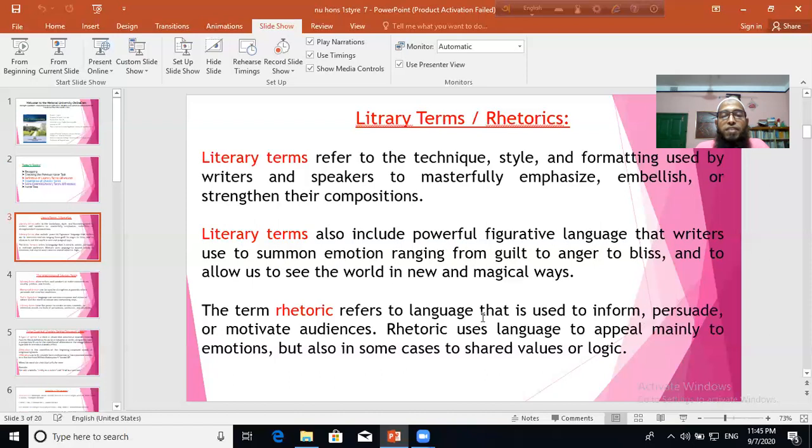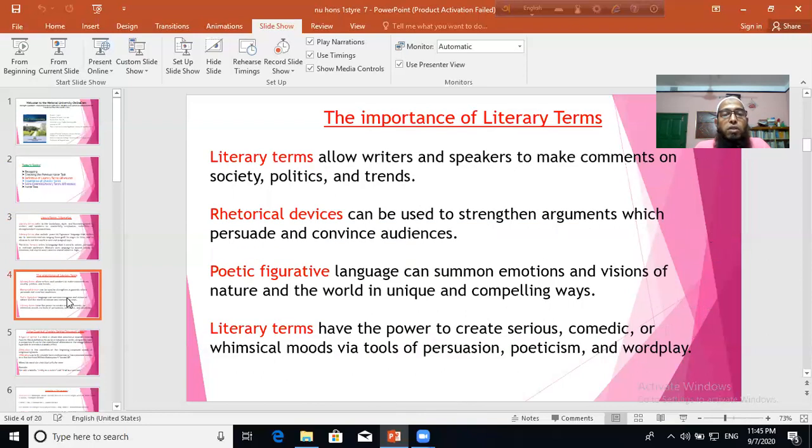The term rhetoric refers to language that is used to inform, persuade, or motivate audiences. Rhetoric uses language to appeal mainly to emotions, but also in some cases to shared values or logic. So rhetorics are also used by speakers and sometimes writers. Why? To convince, to persuade, to motivate the audience or the readers. So actually, literary terms and rhetorics are very important.